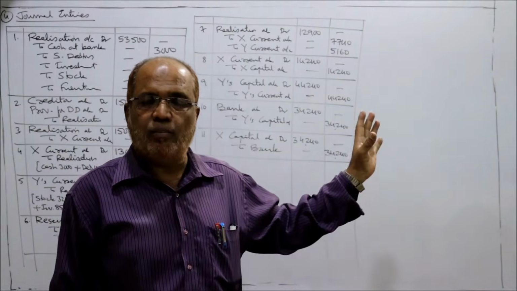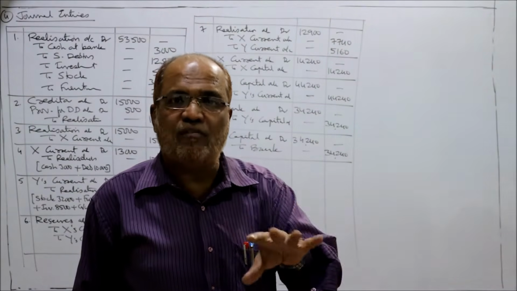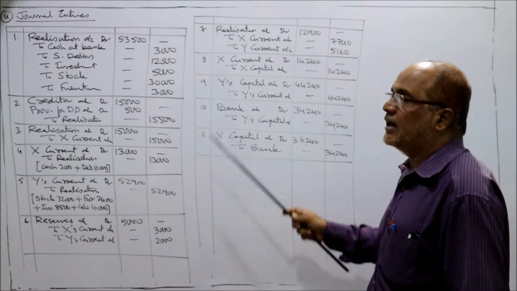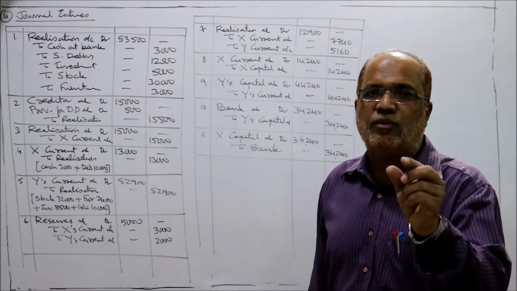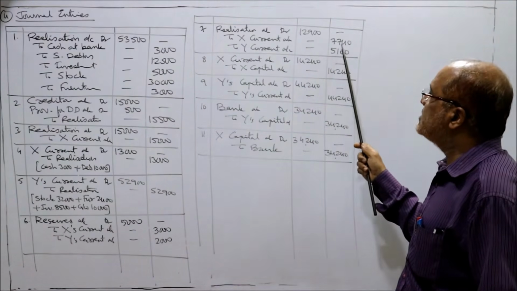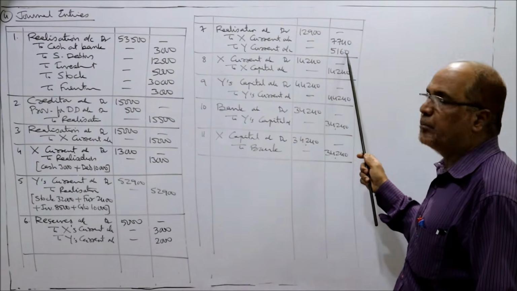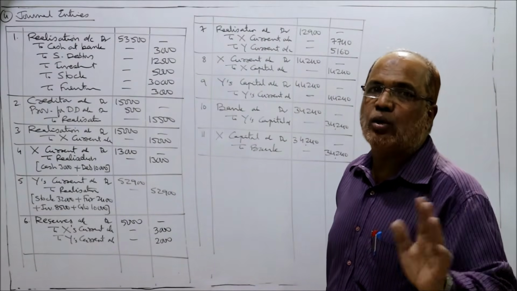Now I will make the realization account. In that realization account, you will find there is a profit of rupees 12,900. And this profit of 12,900 rupees will be distributed between the partners' current accounts in the ratio of 3:2, that is 3/5 and 2/5. 3/5 is 7,740 and 2/5 is 5,160, being the profit on realization transferred to current accounts.